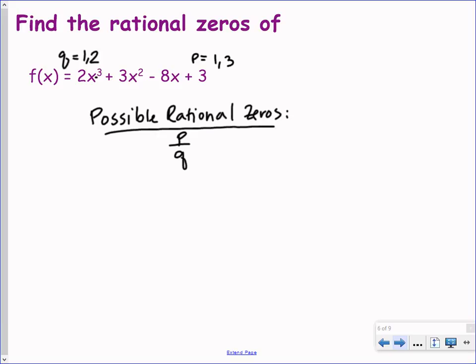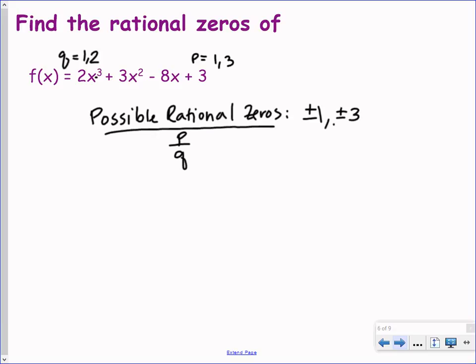You usually add a plus or minus. You don't know if it's going to be positive times positive or negative times negative. So you just include the positive and the negative. So my first one would be P is 1 and Q is 1. 1 over 1 is 1. That's easy. And then my next P would be 3. I should also put that over my Q of 1. 3 over 1 is 3.